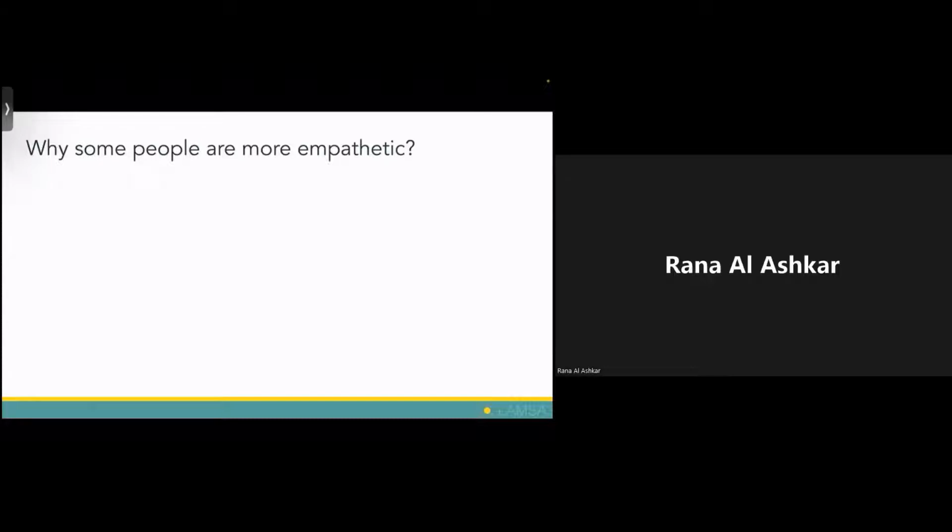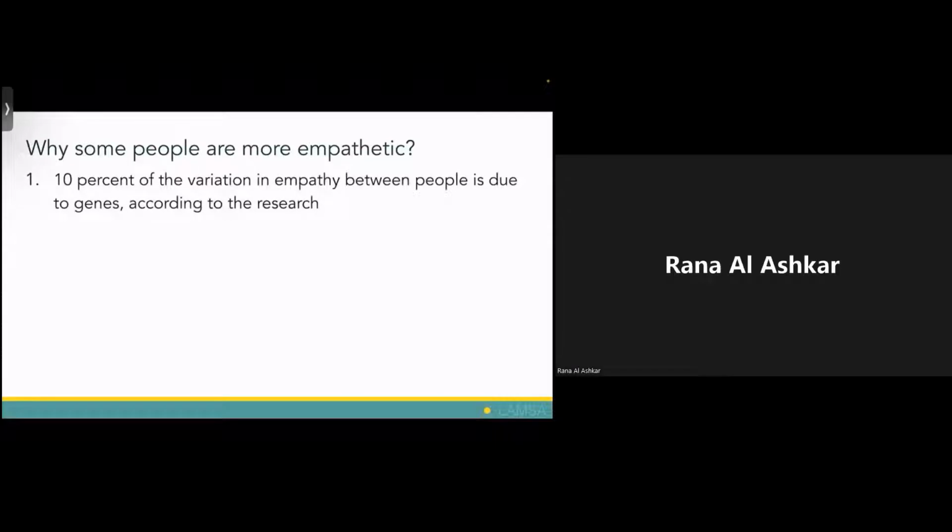So why are some people more empathetic than others? Because empathy is this very deep and broad feeling, a lot of studies and scientists wanted to understand it more. One of them was a genetic study about empathy, and scientists found that 10% of the variations of empathy between people are due to genetics. So we have genetic encodings for the levels of empathy that we feel. This is why some people are more empathetic than others.